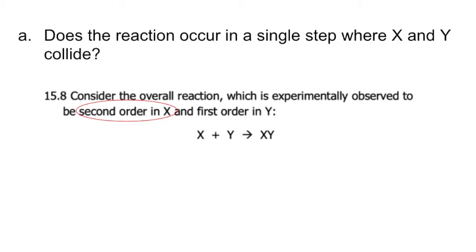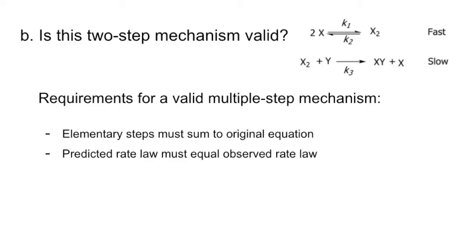If the reaction was a single step with second order in X and first order in Y, it would need to look like this. 2X plus Y goes to X2Y. Now let's strategize for part B. Is this two-step mechanism valid?